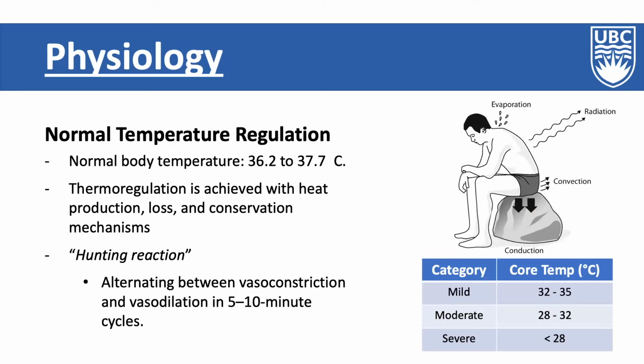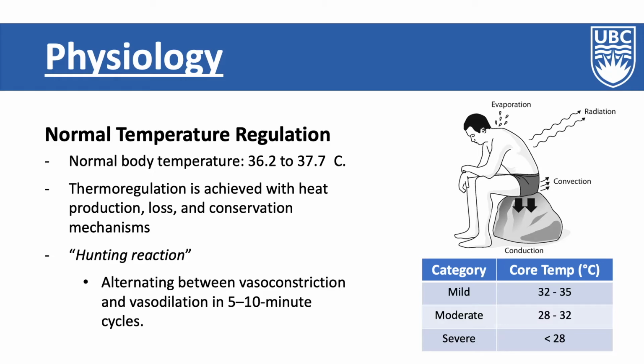So, to understand how a frostbite occurs, it's important to understand how the body's normal protective mechanisms for maintaining temperature work. Normal body temperature ranges from 36.2 to about 37.7 degrees Celsius by the process of thermoregulation. This is achieved through a complex interaction of heat production, heat loss, and heat conservation mechanisms that require both autonomic and voluntary functions. The purpose of thermoregulation is to maintain core blood temperature.